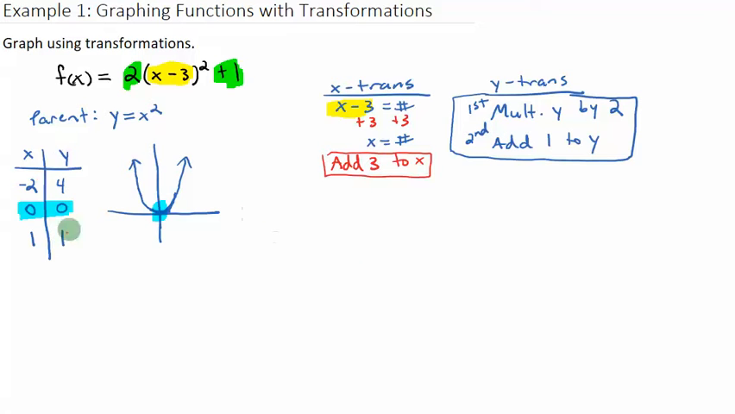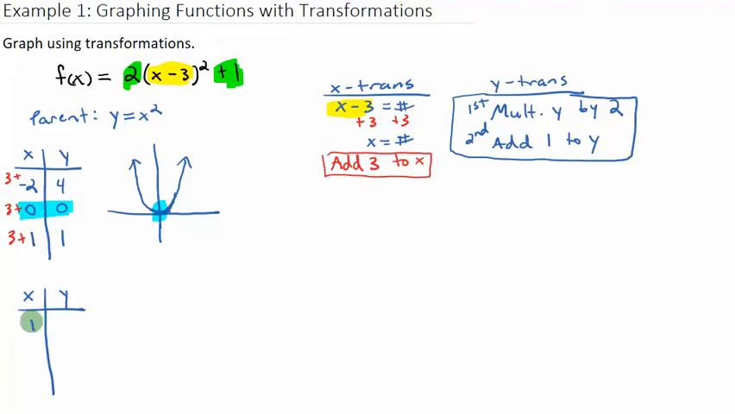So the next thing I need to do is take this starting graph and do the transformations. So I will go and I will add 3 to my x values. I'm going to do this x transformation first. You can do the y's first if you want. So I'm going to write 3 plus all my x values. And I get a new set of ordered pairs.